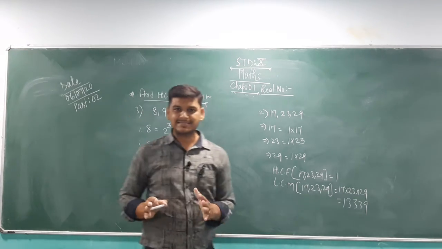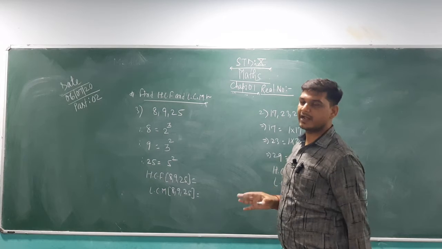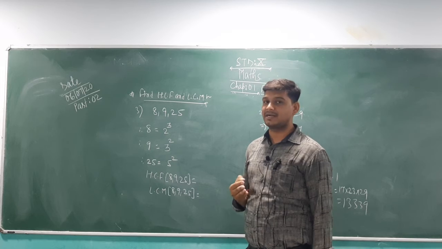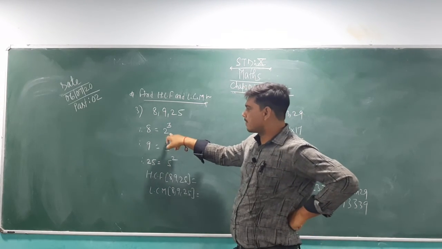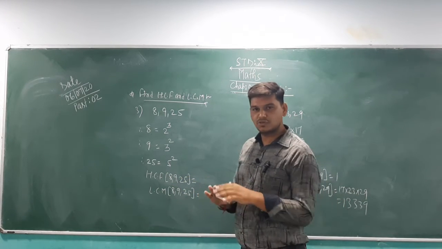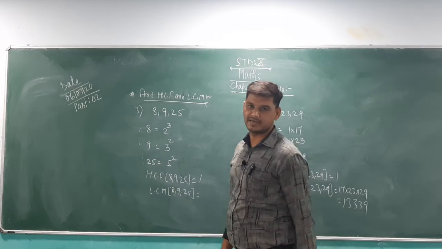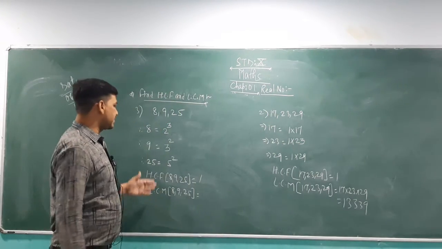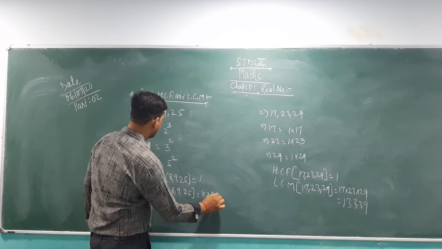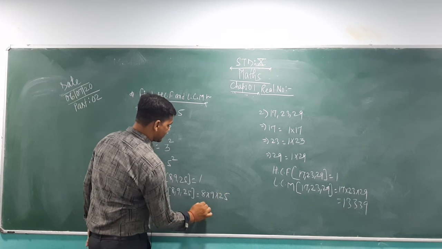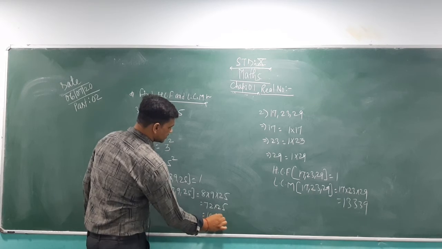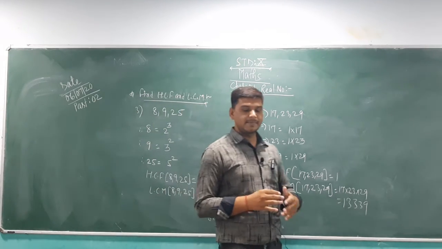To find the HCF, we look for the common number in all three terms 8, 9 and 25; that is called the HCF. 8 has the number 2, 9 has the number 3, and 25 has 5. So there is no common number. If there is no common number, the HCF will always be 1. Now the LCM is the multiplication of all three numbers: 8 into 9 is 72, and 72 into 25 is 1800. So the LCM is 1800.